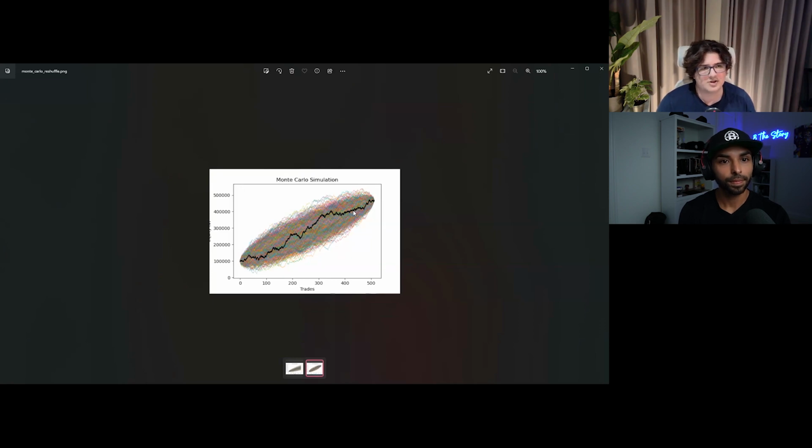And this is something you would typically be agreeing with: this looks quite good, we're going to the upper right-hand corner, we're not drawing down too much. This would generally be an acceptable Monte Carlo.